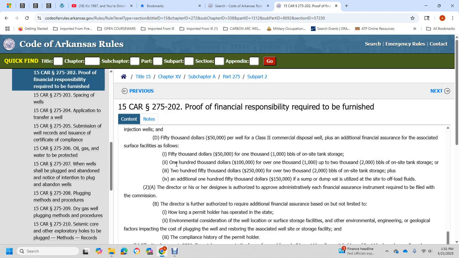$50,000 for up to 1,000 barrels of on-site tank storage; $100,000 for over 1,000 up to 2,000 barrels of on-site storage; $250,000 for over 2,000 barrels of on-site tank storage; plus an additional $150,000 if a dump vat is utilized on site for the offload of fluids. The director or his or her designee is authorized to approve the administrator of each of the financial assurance instruments required to be filed with the Commission.